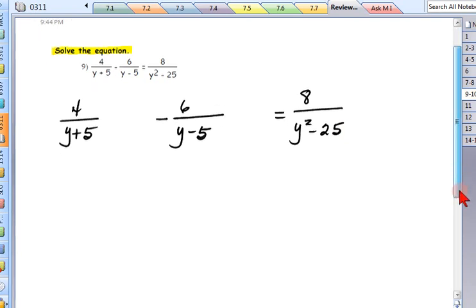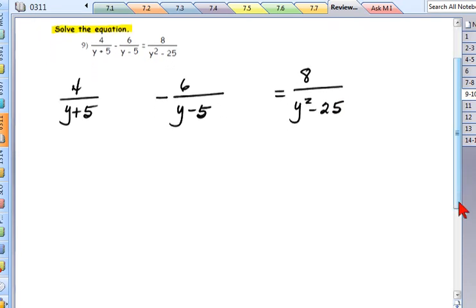If you were to look at your notes, your blue notes for solving equations, it says find the LCD of all the denominators and multiply both sides of the equation by this value. I have a y plus 5, a y minus 5, and I have something that needs to be factored. This is the difference of squares. It factors into y plus 5 times y minus 5. So what is the LCD? Yes, y plus 5 times y minus 5.